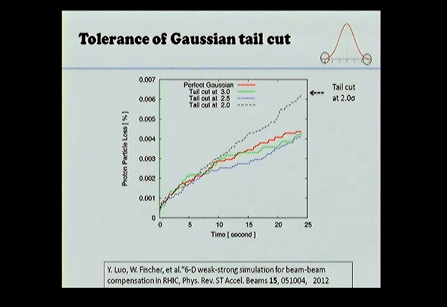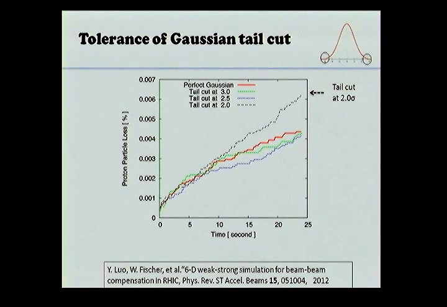Back to the simulation results. With the perfect Gaussian distribution of the electron beam, the particle loss of the proton beam particles in one bunch is given by the red curve. If we compensate with an electron beam with the Gaussian tail cut at 2 sigma, given by the black dotted curve, there is more than 50% particle loss than the perfect condition.